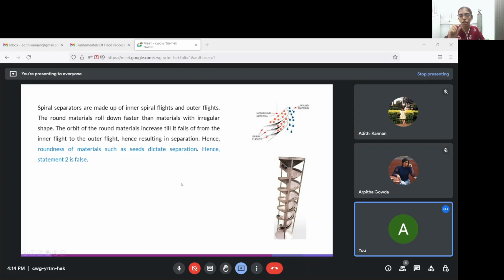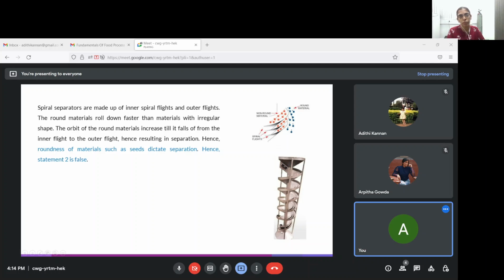But only the round materials roll faster and gain a higher momentum, whereas the flat materials kind of slide instead of rolling. They have a different kind of motion, whereas your round particles are more capable of rolling down faster. Because they roll down faster, they gain a higher momentum, and as they go down, the orbit increases. Initially all of them pass through the inner spiral flight, but as the round particles gain momentum, the orbit starts increasing, and from the inner spiral flight they are thrown out into the outer spiral flight. So your round particles that gain higher momentum are thrown into the outer spiral flight, whereas your non-round or flat materials slide along the inner spiral flight only.